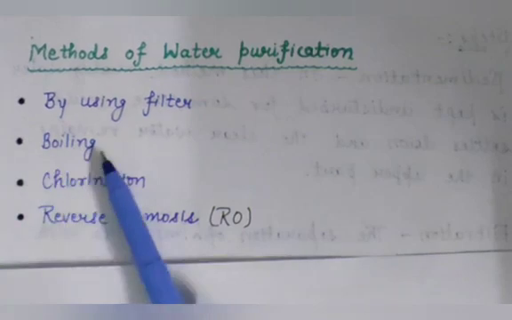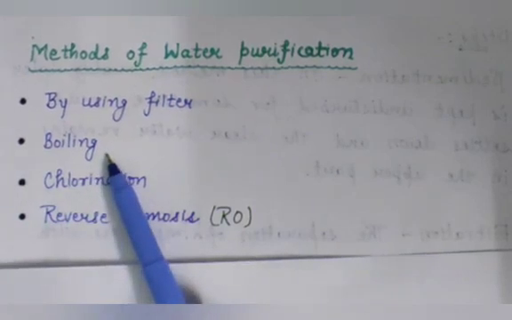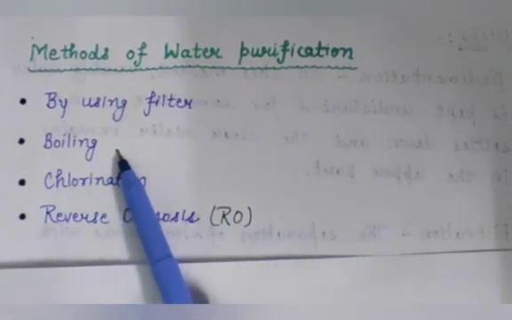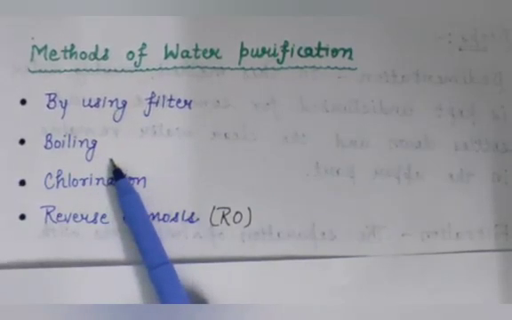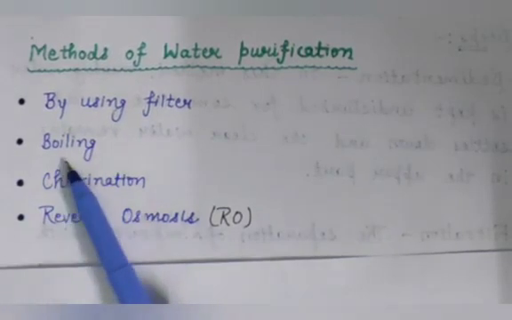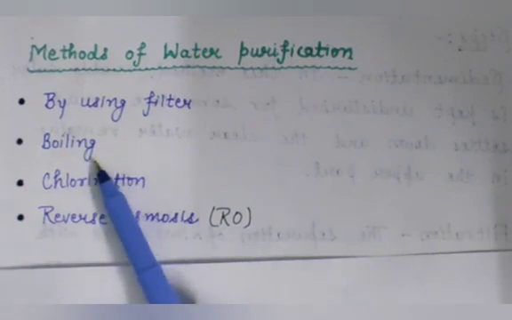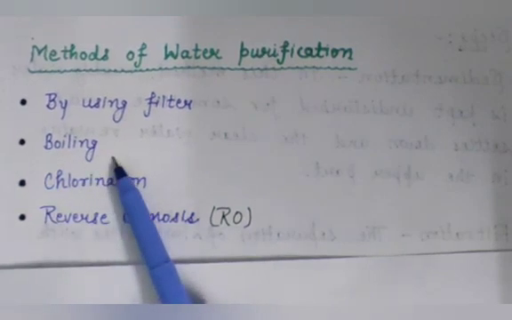The next method is boiling. Boiling is one of the best ways to make water safe for drinking. Why? Because boiling kills all the germs present in water. That's why boiling is the best way to purify water.